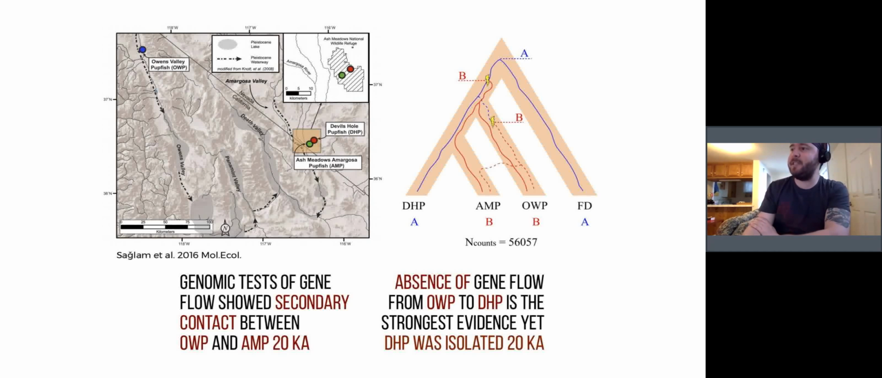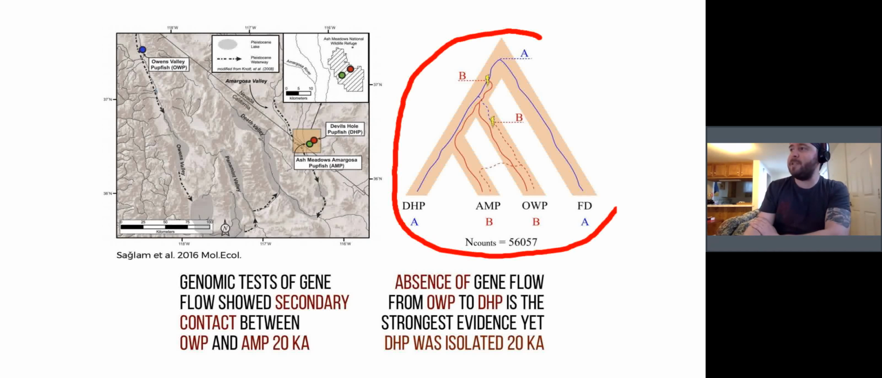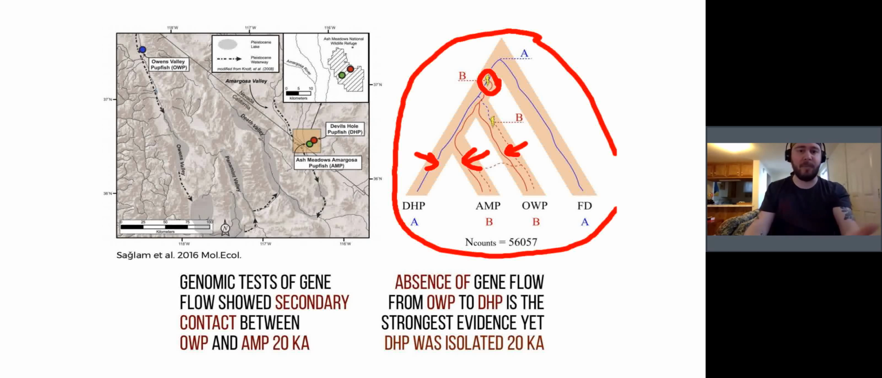So this is the ABBA-BABA test. What this test does is, on a given evolutionary relationship, it tracks novel mutations along the branches of a tree. For example, if a mutation occurred here in the ancestral population, it could end up in this branch, this branch, or this branch. It could end up in any of these populations because it occurred way in the past, before these populations diverged.